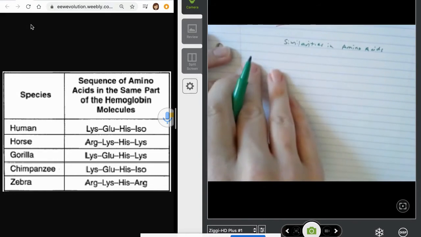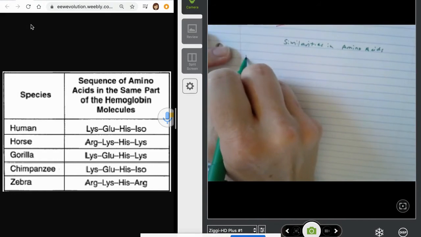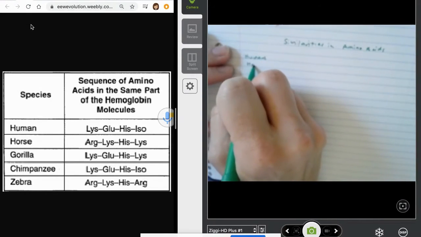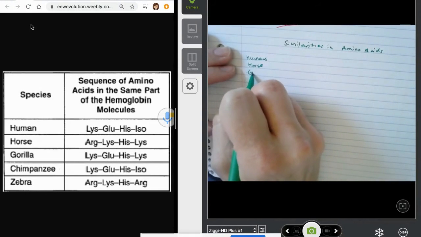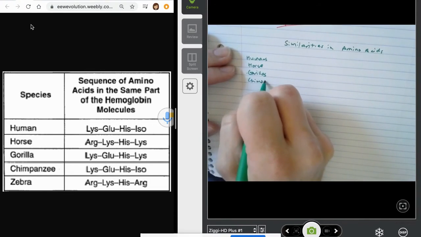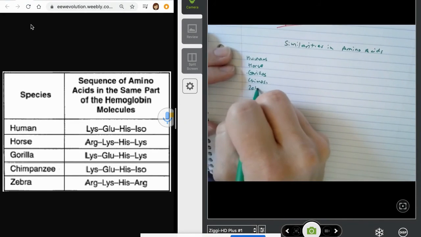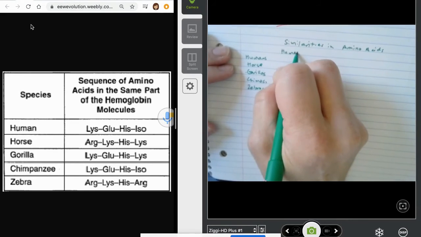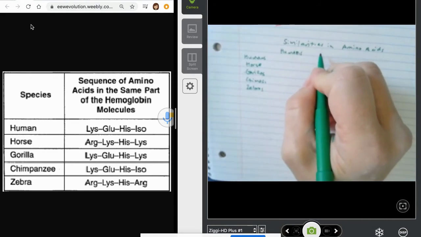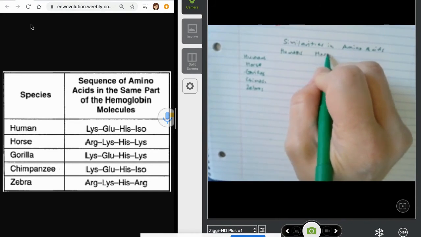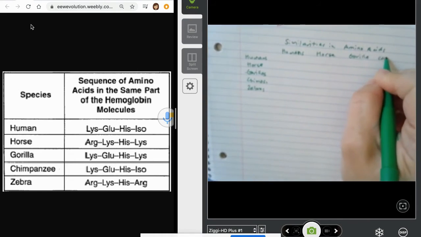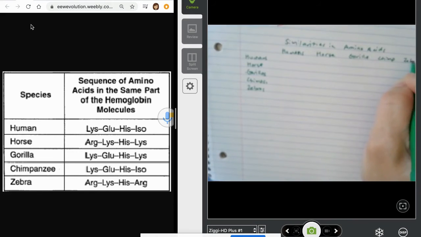Okay, and I'm just going to put my species going down and across. So we have humans and horse, gorillas, chimps, zebras. And across here, humans, horse, gorilla, chimp, zebra.